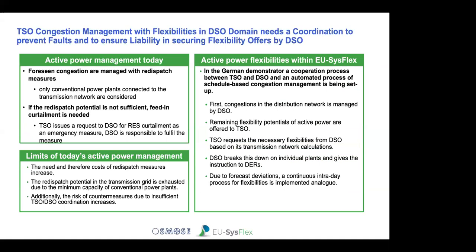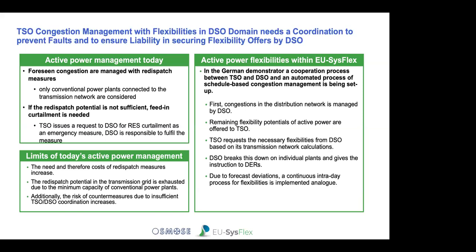And what is the difference between the processes before the EU-SysFlex German demonstration and what it's after? It's, in the end, the integration of renewables into a process that was only widely used in the planning phase for the TSOs and not so much for the DSOs. And due to the fact that the renewables are mostly connected in the distribution grid, the DSO has to be integrated in these processes for congestion management and voltage control. Of course, it starts with congestion management, but if you do the congestion management without voltage control, you can't use the full potential of flexibilities.